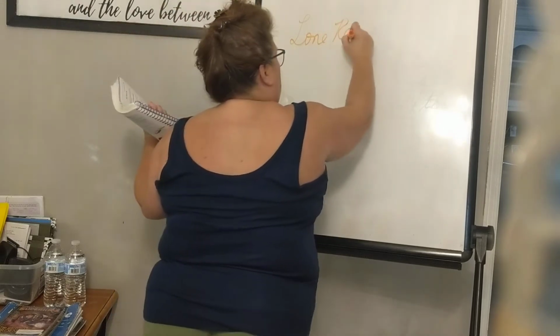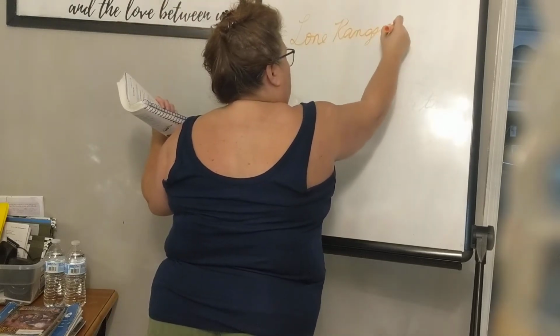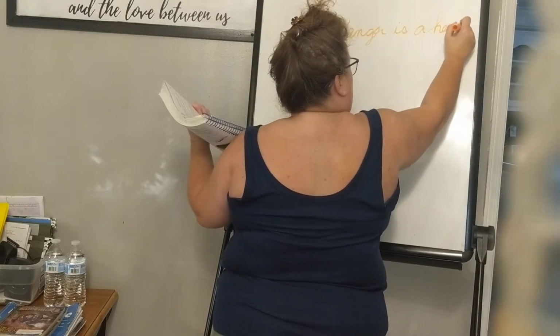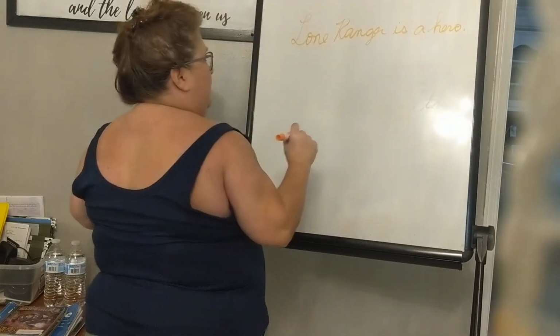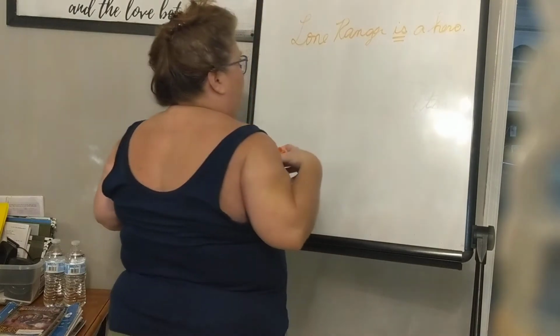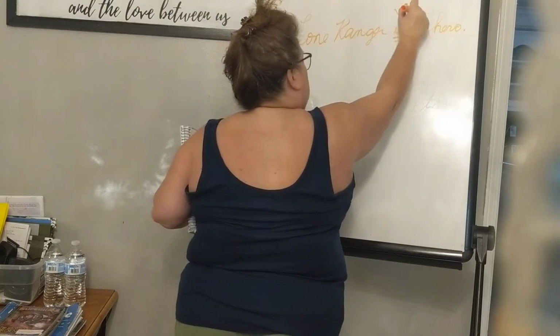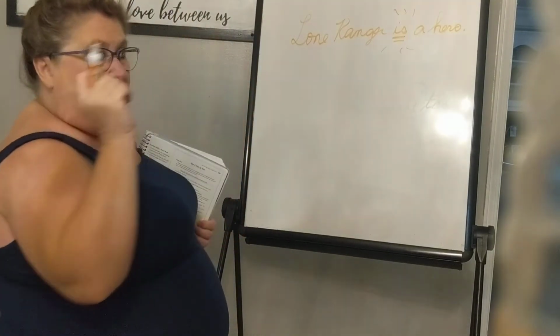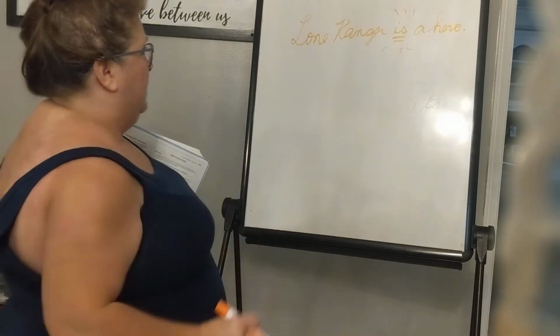Lone Ranger is a hero. Okay? So is our verb. It is a linking verb. And so it's blinking. It's telling us to look out for something, that there could be a complement in the predicate part of the sentence, modifying our subject.